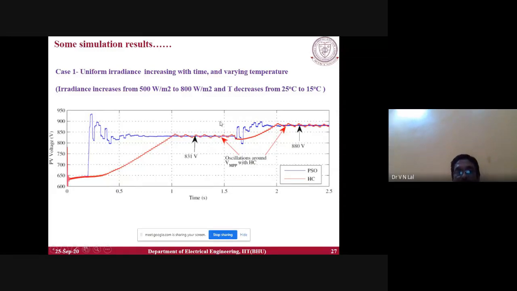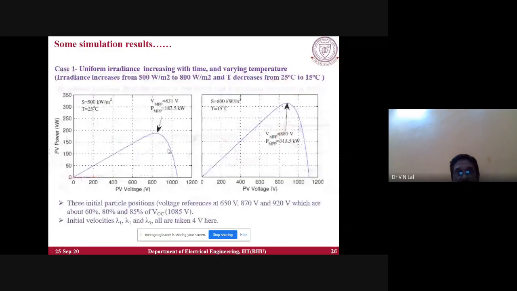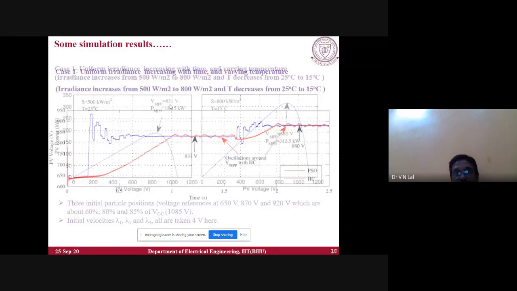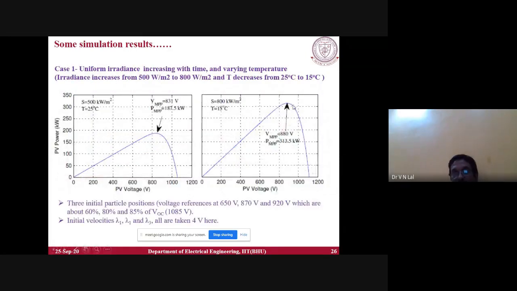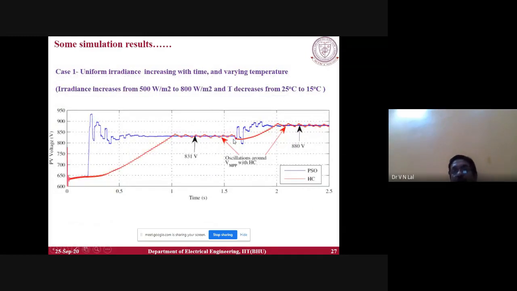So this is for 500 watt per meter square, and for this maximum power point the voltage is 831. Now at this point, irradiance is changed and a new characteristic comes into the picture. Now the new VMPP is 880 volt. So again this continuous searching is going on. PSO is again able to track this within a second, and HC is tracking it too, but oscillation with P&O is there, and negligible oscillation is there with PSO with fast tracking.